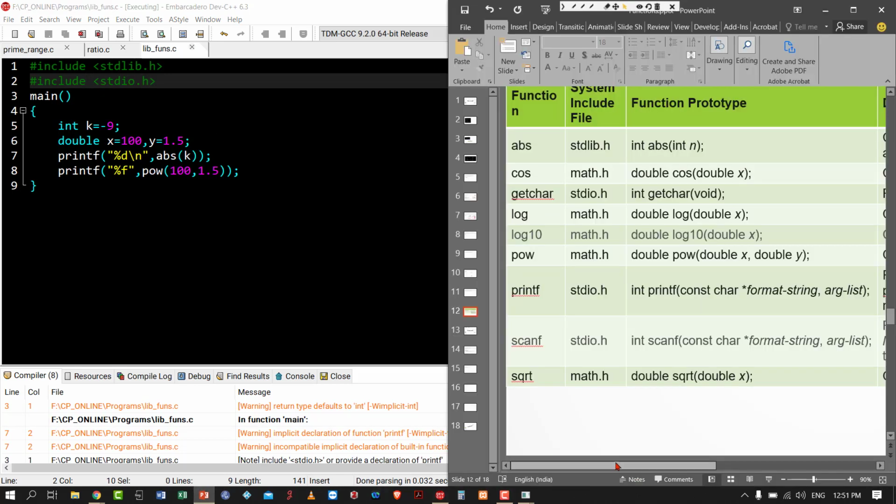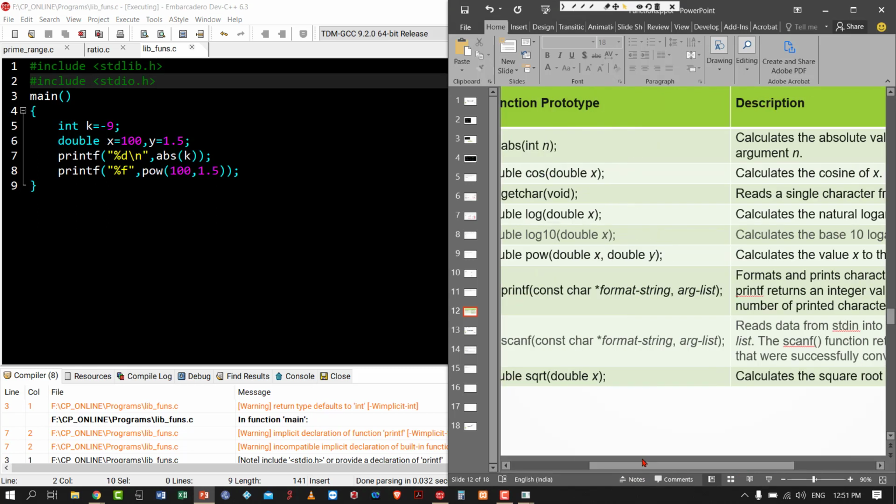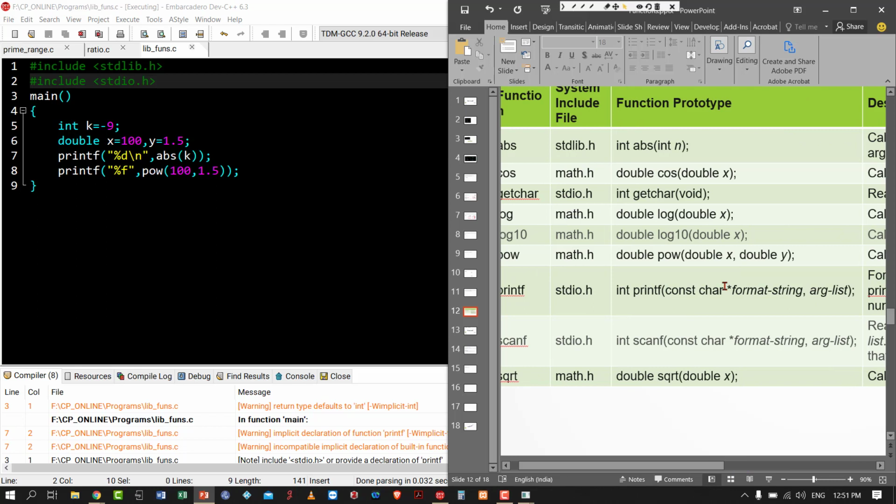One interesting thing, you have to understand it properly. Here, printf has some parameters. This will be clear when we study strings. Some parameters are there, and it is returning some value. Printf is returning some value and it is an integer.